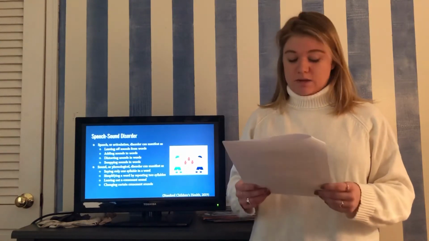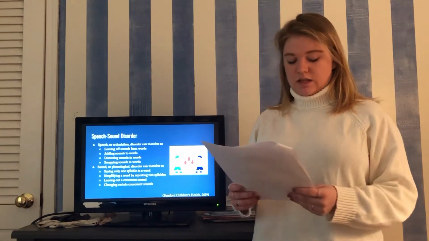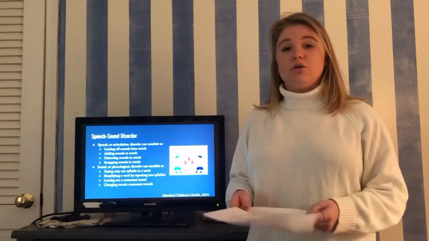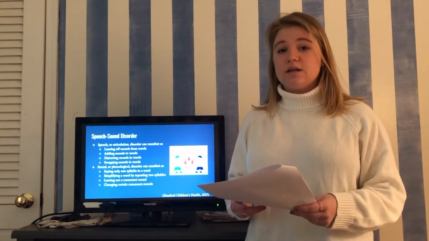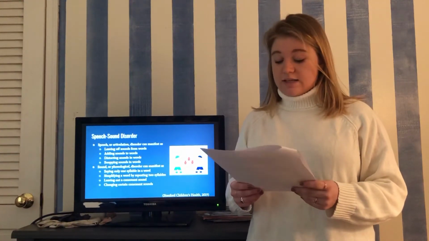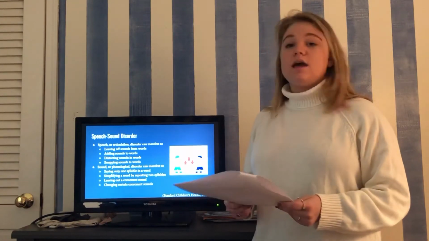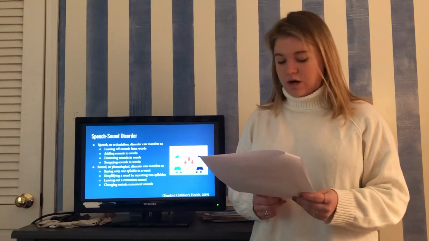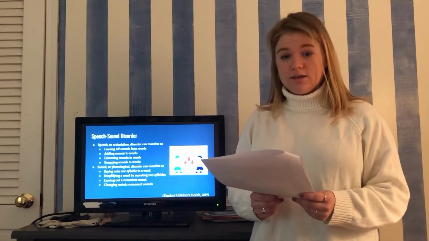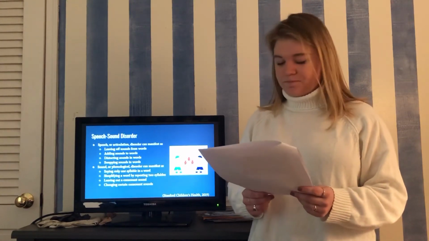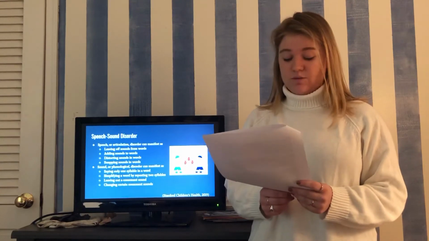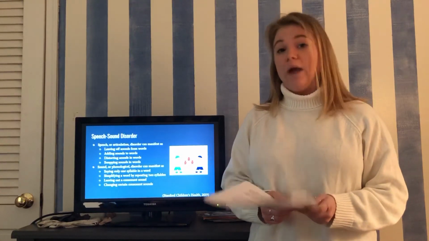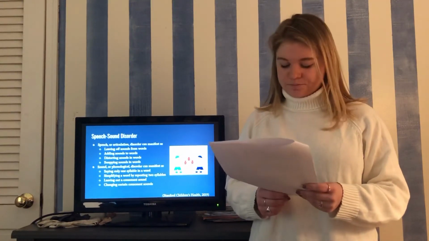In speech impairments, manifestations include leaving off sounds from words, so for example, saying "coo" instead of "school"; adding sounds to words, such as saying "play" instead of "pay"; changing the sounds in words, like saying "thith" instead of "this"; and swapping out sounds in words, so saying "wadio" instead of "radio."